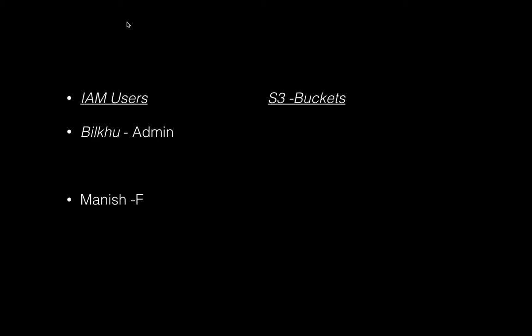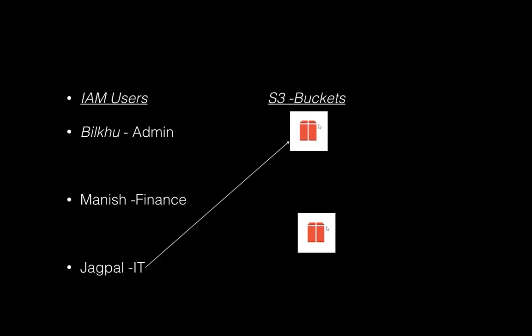I have created three IAM users. Number one, Bilku is from the admin, Manish is from the finance, and Jakpal is from the information technology. Similarly, I have created two buckets, one for Manish and one for Jakpal. We'll see, by playing with the user Jakpal, how Jakpal will not be able to access the other buckets which we have created in the IAM console.